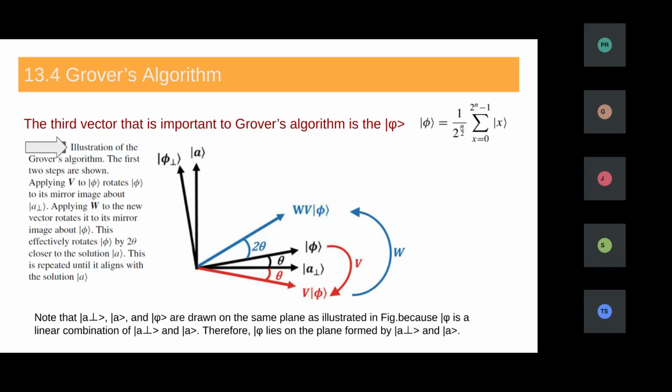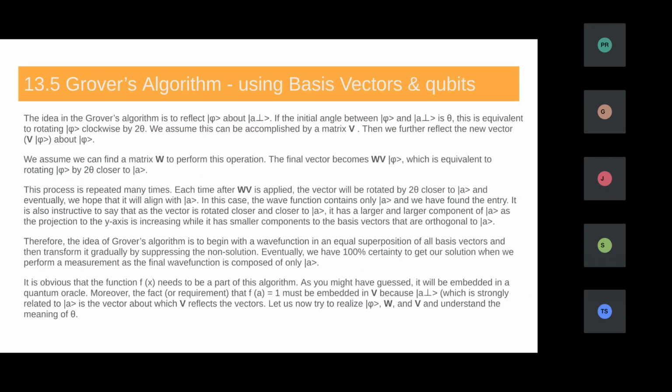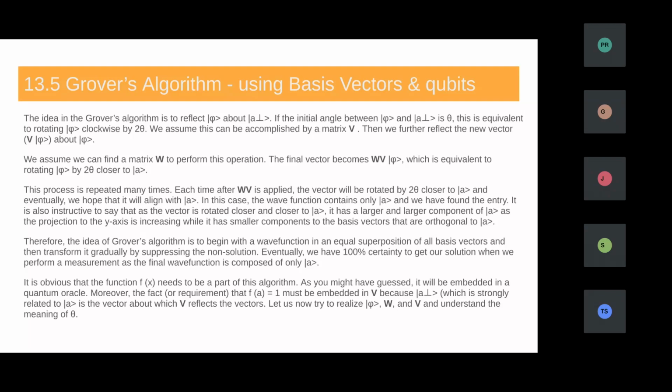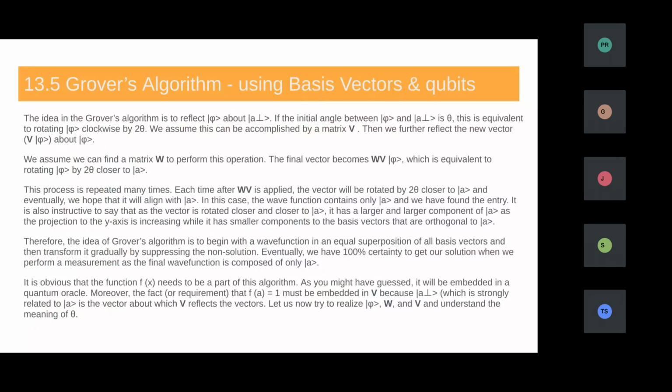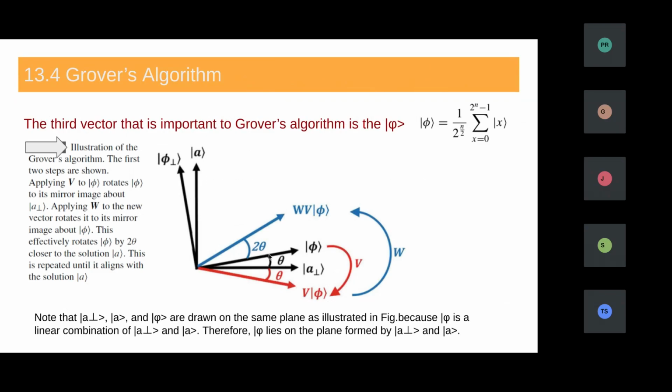So let's take this into a little bit more detail so that we can understand. The idea was to reflect phi about A perpendicular. Initially, the angle between them is theta, and if we reflect, it produces a clockwise 2 theta. So you saw that it produces clockwise 2 theta because we are reflecting this on this, so we are getting 2 theta.